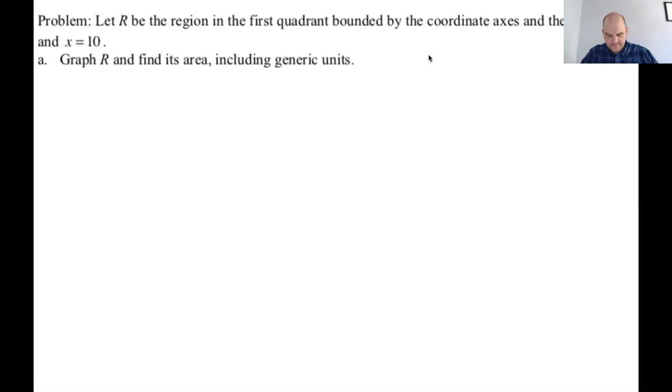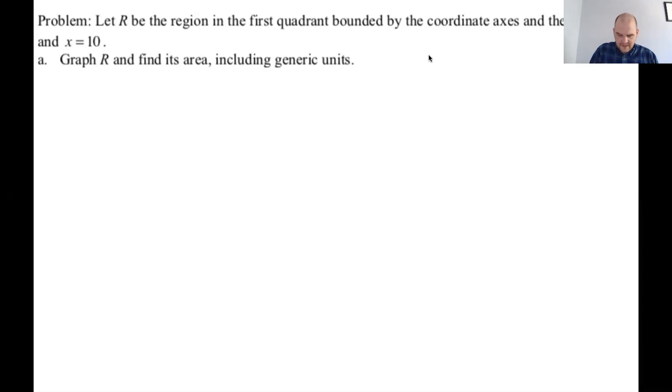So the problem says, R is the region in the first quadrant bounded by the coordinate axes and the lines y equals 4 and x equals 10. So graph R, find its area, including generic units. So we're gonna say like units squared. So I need to graph this thing.